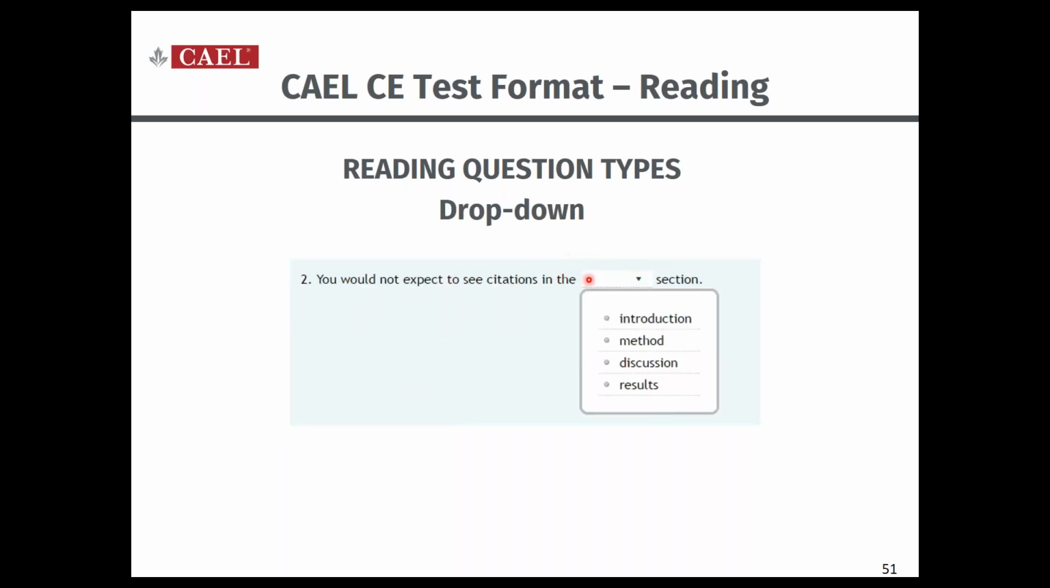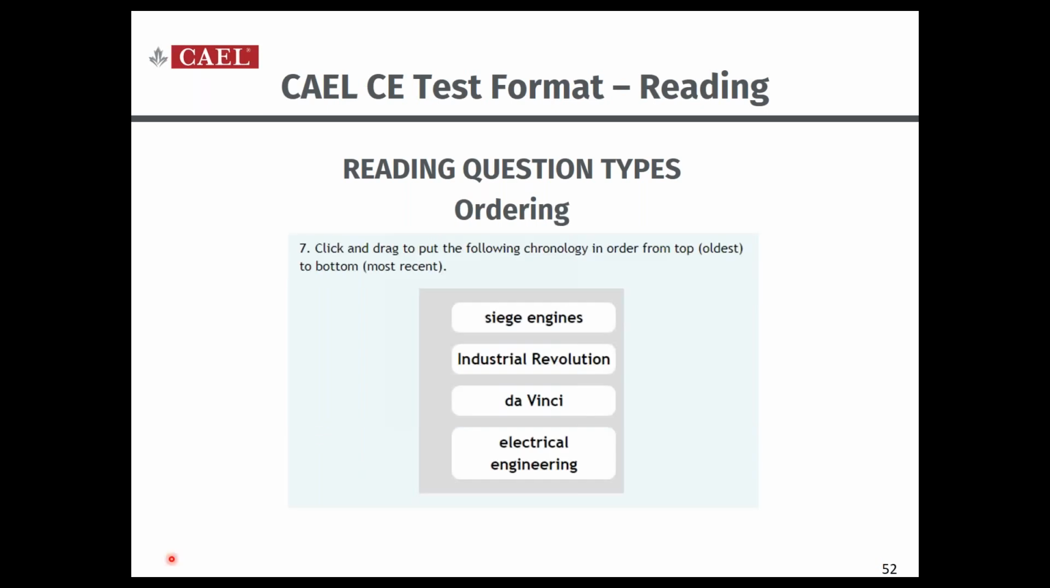Oh, so here's a drop down, and this is what you'll see when there is a blank in the middle of a sentence and you get to choose the answer. So you just click on that little arrow and that will open up your options for you.